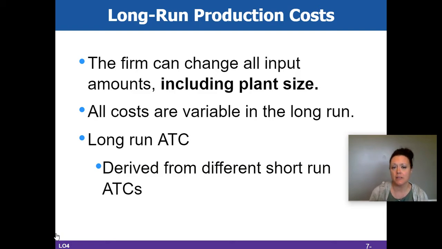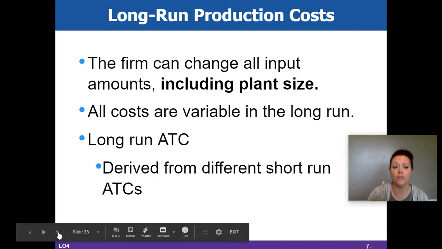So we are going to be looking at long run average total cost, and keep in mind that our long run average total costs are going to be derived from different short run average total cost curves. So we looked at all of those different curves last time. Average total cost was kind of a wide U shape, and it was intersected at its minimum by marginal cost.